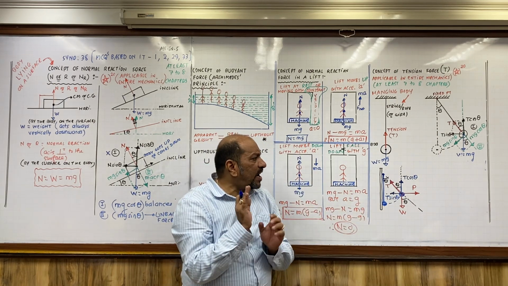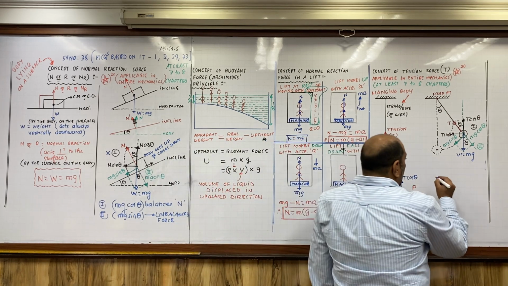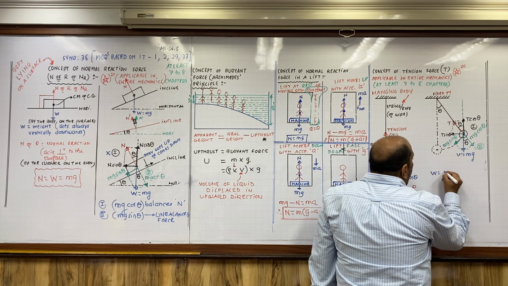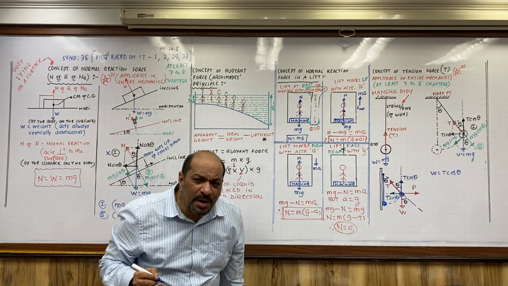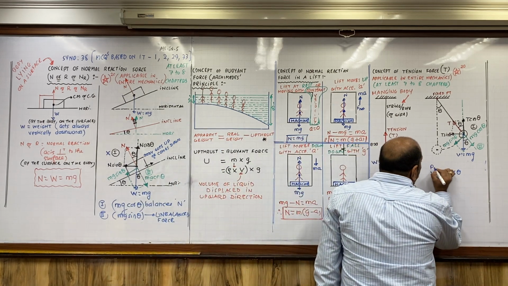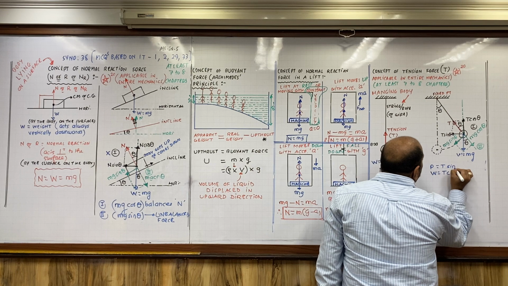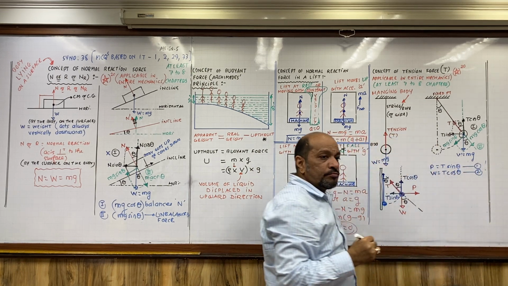What should I write? What can you say about T cos theta? W. Very good. Can I say W and T cos theta balance each other? Yes. What can you say about T sin theta? Brilliant. Very good. P is equal to T sin theta. समझा बेटा? Let me call this equation 1 and let me call this equation 2.